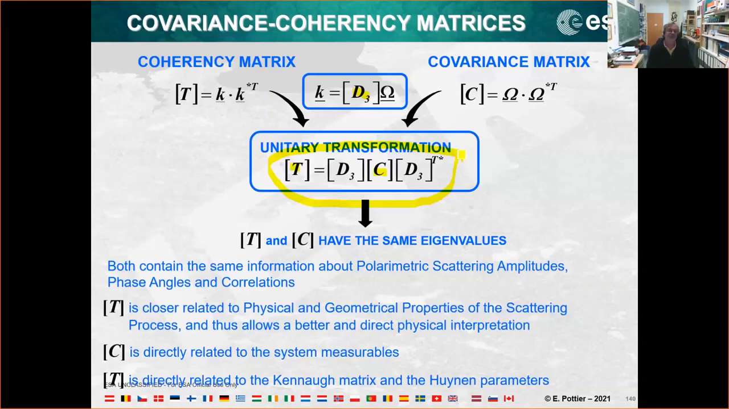PolSARpro does everything. Yes, for sure, by definition. In PolSARpro, you can process both. You can process coherency, you can process covariance matrices, up to you.